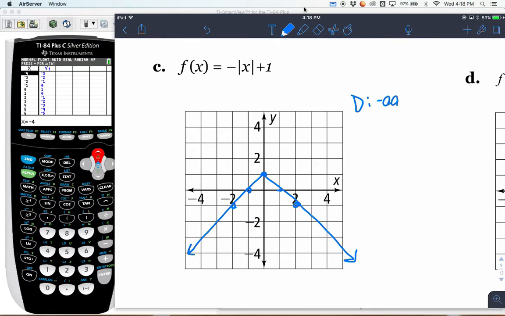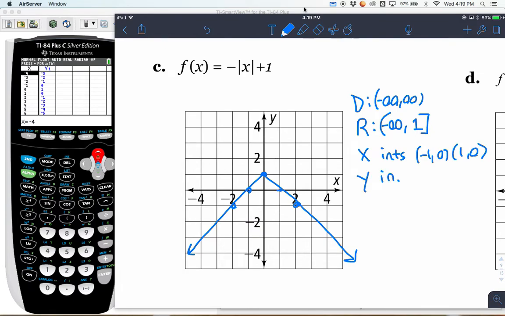Domain was -infinity to positive infinity. That's pretty much going to be the domain on all these. Range is different here. It's coming from negative infinity, but then it ends up there at positive 1. It doesn't go above 1 there. So it's kind of good to talk about this one here. X-intercepts, looks like you got 2 of them. You got (-1, 0), and then you also have (1, 0). Y-intercept over here on the y-axis there, that'll be (0, 1).